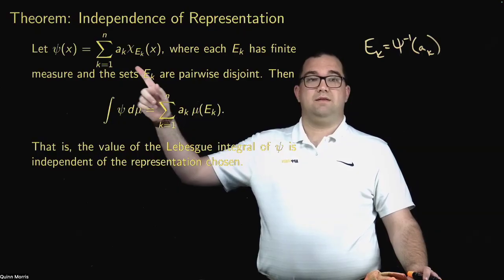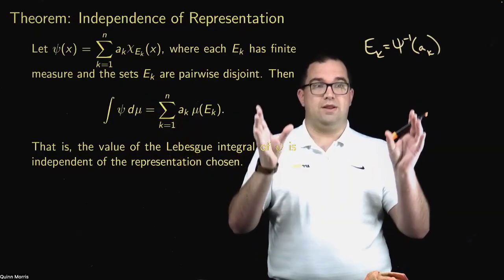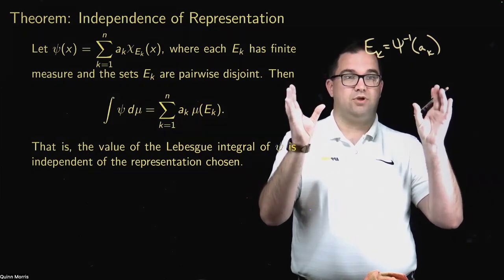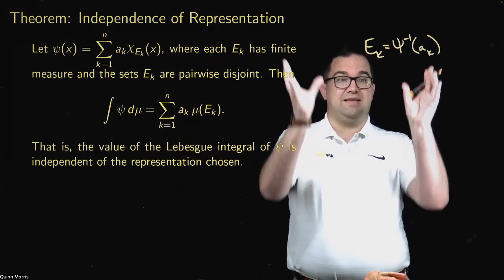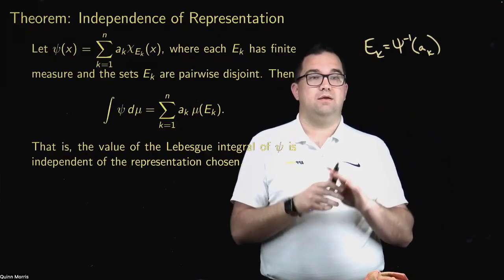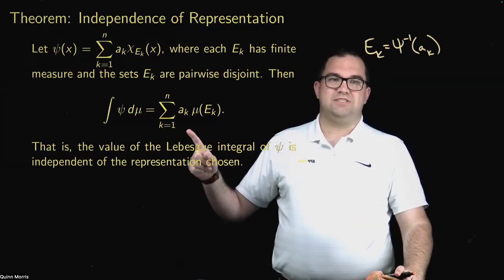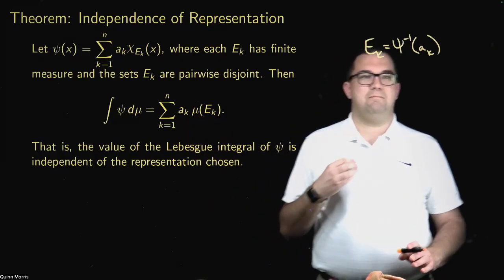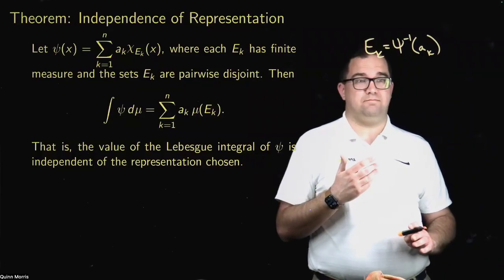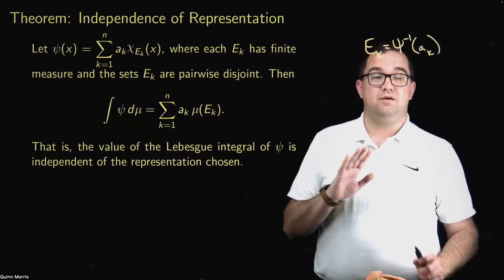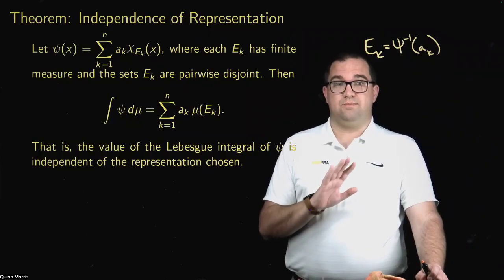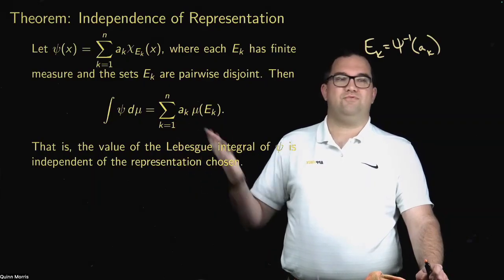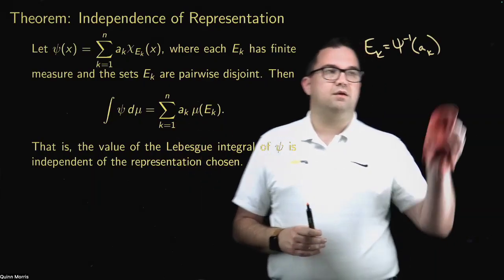I could have E1 and E2, which are distinct sets of finite measure. They're disjoint, but they take on the same value. What it says is, you can still calculate the integral in almost exactly the same way. So essentially, it doesn't matter how you represent the simple function. We define the Lebesgue integral of a simple function using the canonical representation, but the value doesn't change if you use some other representation.